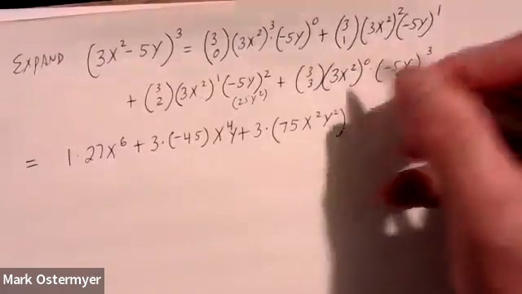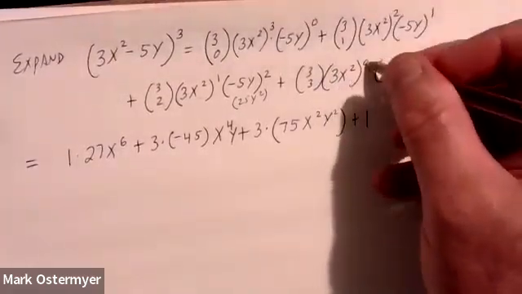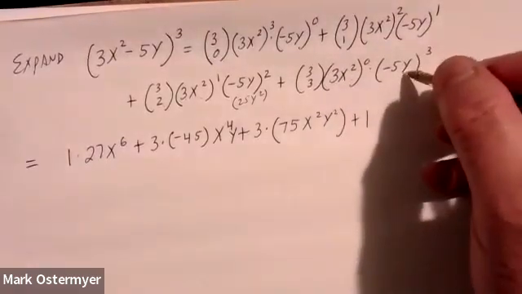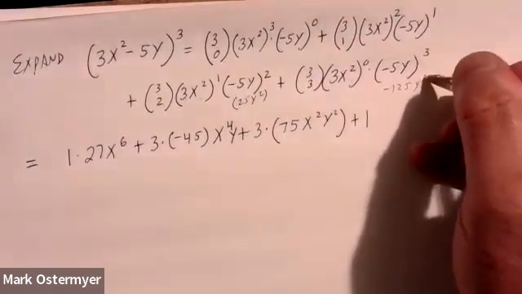Okay. 3 choose 3 is 1. 1 times 3x squared to the 0th power is 1 times 1, which is 1. And negative 5y cubed is negative 125y cubed.